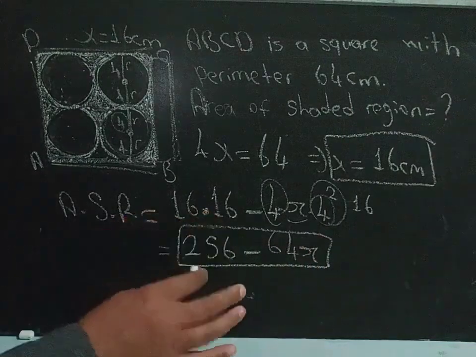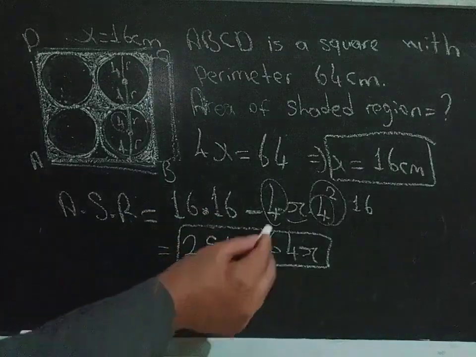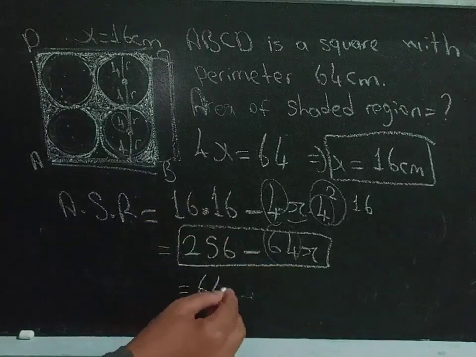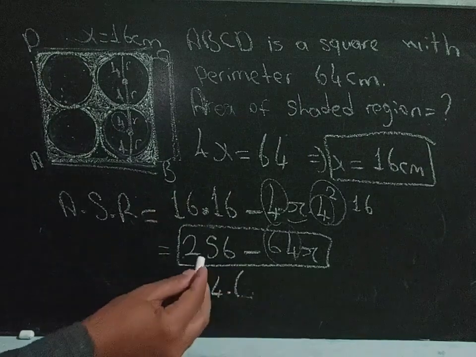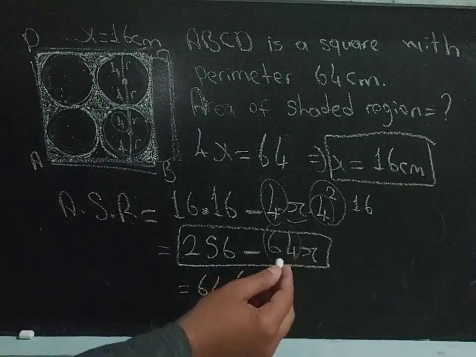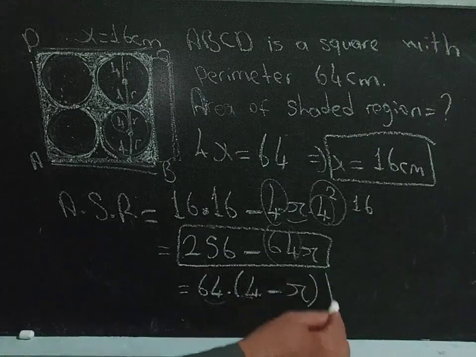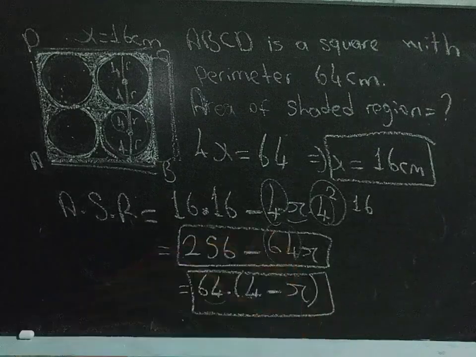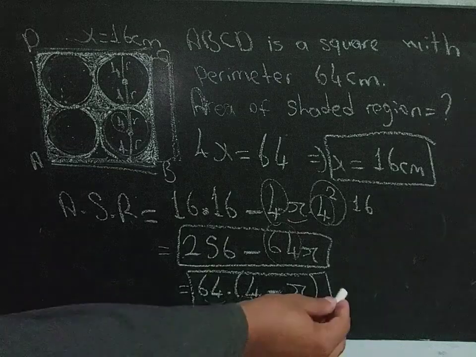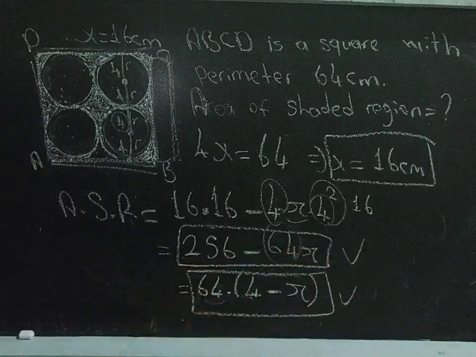Sometimes you are not going to see this one in the options. What do you do? You take out the 64, so it is 64 times 4 minus pi, with 64 coming out. This will be 64, open the bracket, 4 minus pi, which is going to be your final answer. Alright, so you will definitely see one of them in the options.